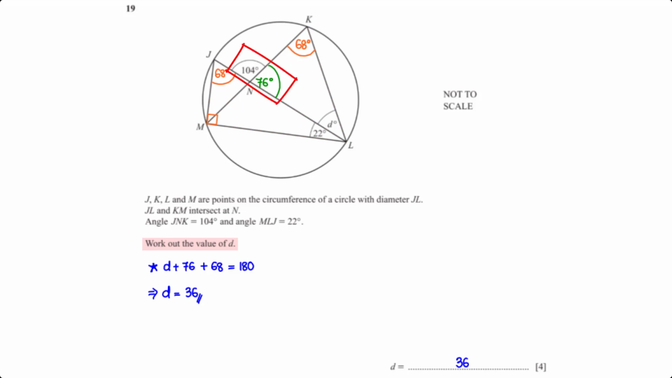Angles on a straight line add up to 180 degrees. And so when we subtract 104 from 180, we get this angle as 76 degrees. All angles in triangle KLN should add up to 180 degrees. So we have D plus 76 plus 68 equals 180. When we subtract the sum of 76 and 68 from 180, we get 36.